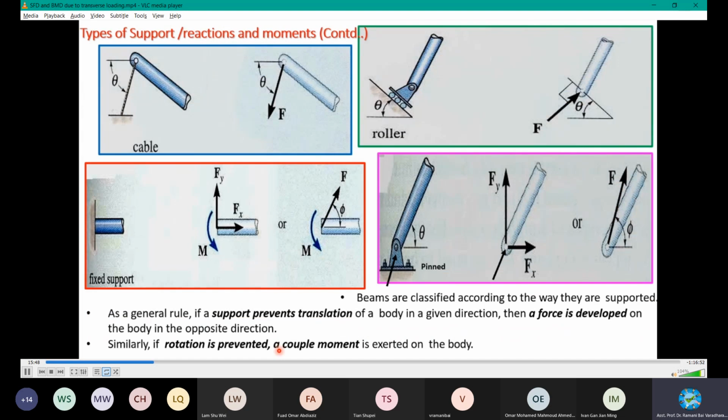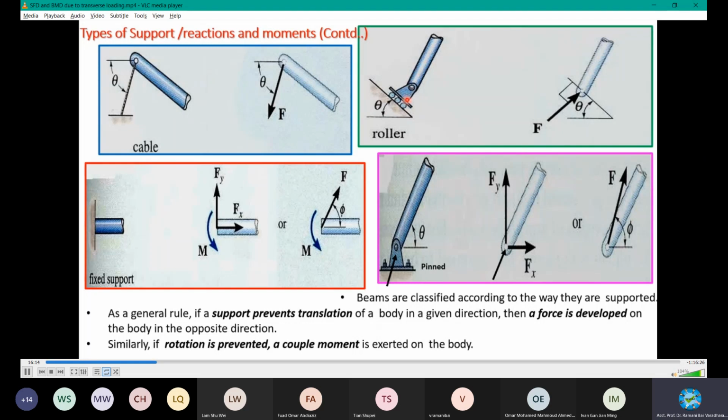Now, this is an important slide for you to understand the reactions. Take one by one. For example, I go for this condition: roller support. When you see this condition, don't worry about the inclination. It can be on a plane surface or an inclined surface. It doesn't matter. Let's see one by one. The roller on this plane is acting like this.